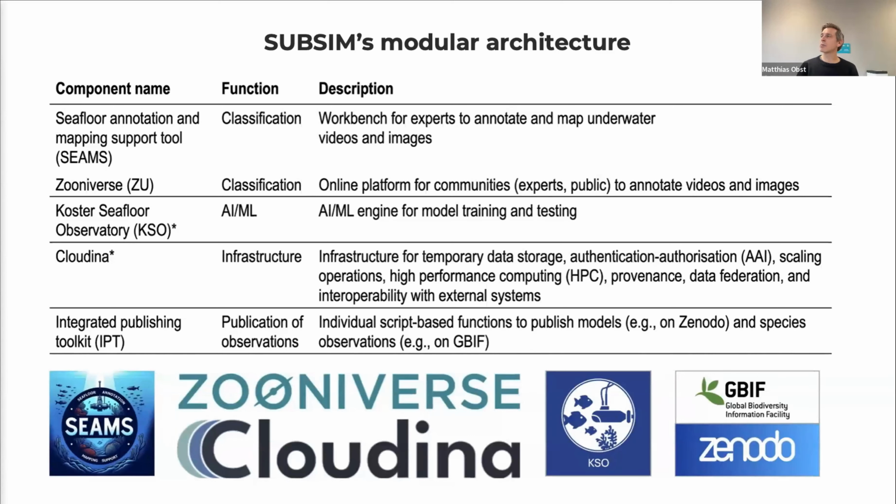And then we have what we call Coastal Seafloor Observatory, which is actually a machine learning engine to train models, to test models. And then we need this infrastructure that helps us to manage all the data. So it's for the authentication and authorization, it's for scaling, it's for high performance computing, and keeping track of all the data from the beginning to the end. So the provenance is also very important. And then once you have analyzed that, there's one important thing, that you also need to make this data available. So there is a publishing module as well, that once you have species observations, you can make them available.